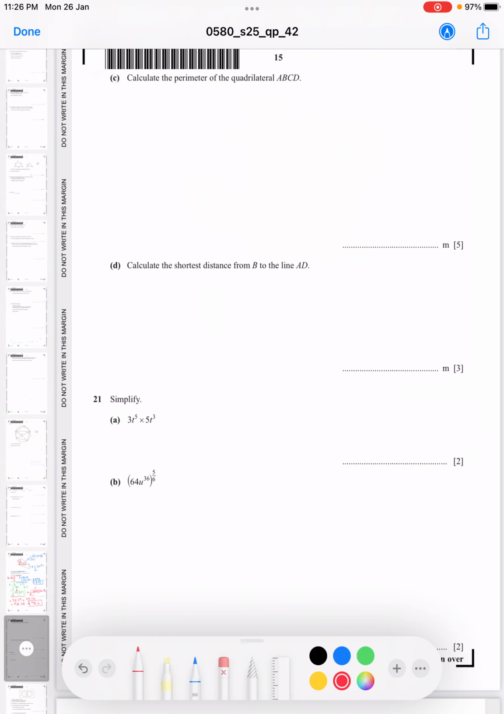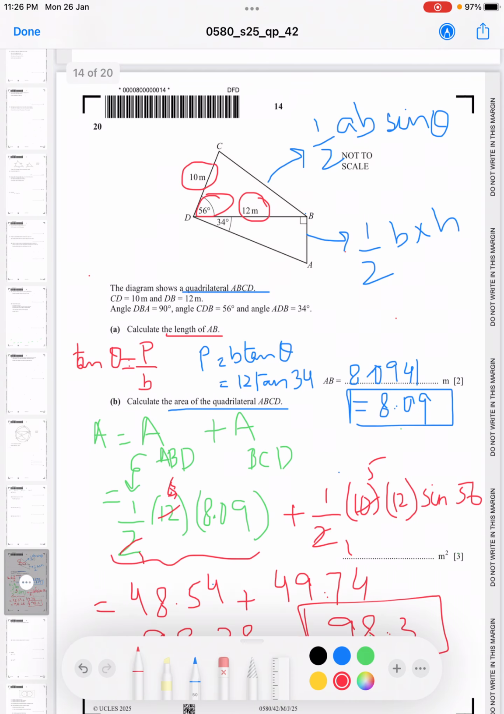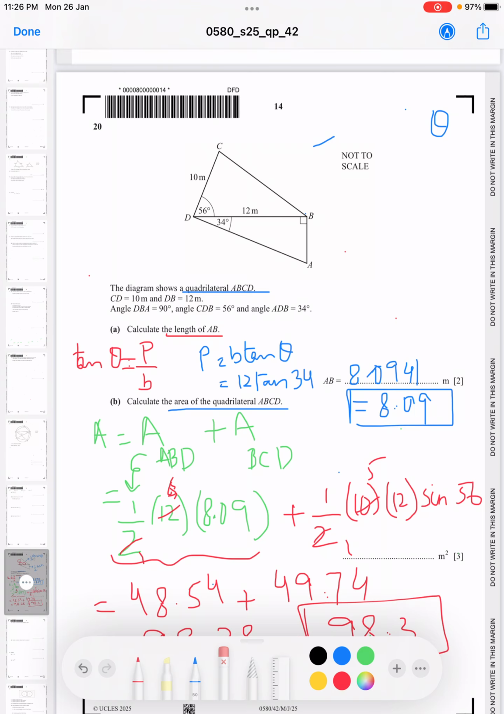C part. Calculate the perimeter of the equilateral ABCD. Again, I will move to the previous page. Let's make some space and then we will solve it.